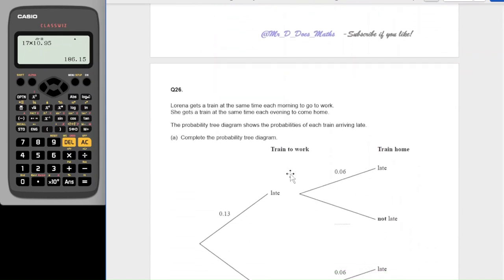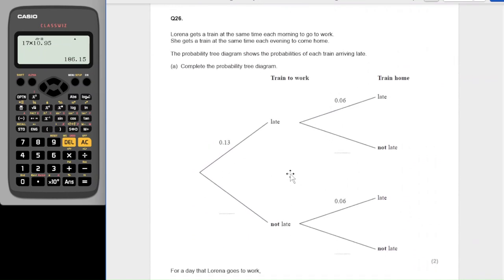Right, question 26. Lorena gets a train at the same time every morning to go to work. She gets a train at the same time each evening to come home. The probability tree diagram shows the probability of each train arriving late. Complete the probability tree diagram. Well, the two branches need to add up to 1, so this has got to be 0.87. This one's going to have to be 0.94, and this one's got to be 0.94.